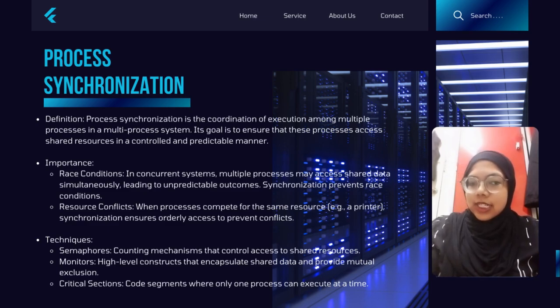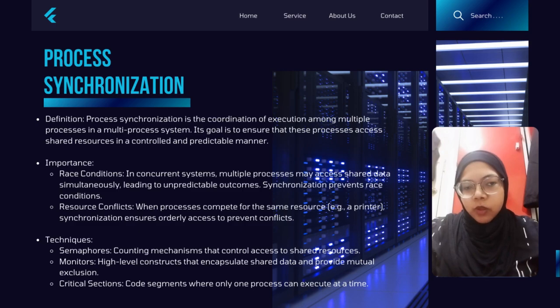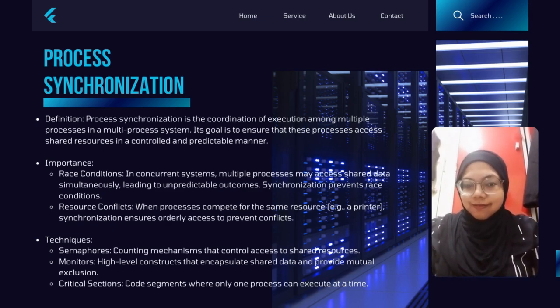And then there's an example. For process synchronization, you can picture a multi-threaded application where threads share a common printer. Without synchronization, simultaneous printing could lead to gibberish output.